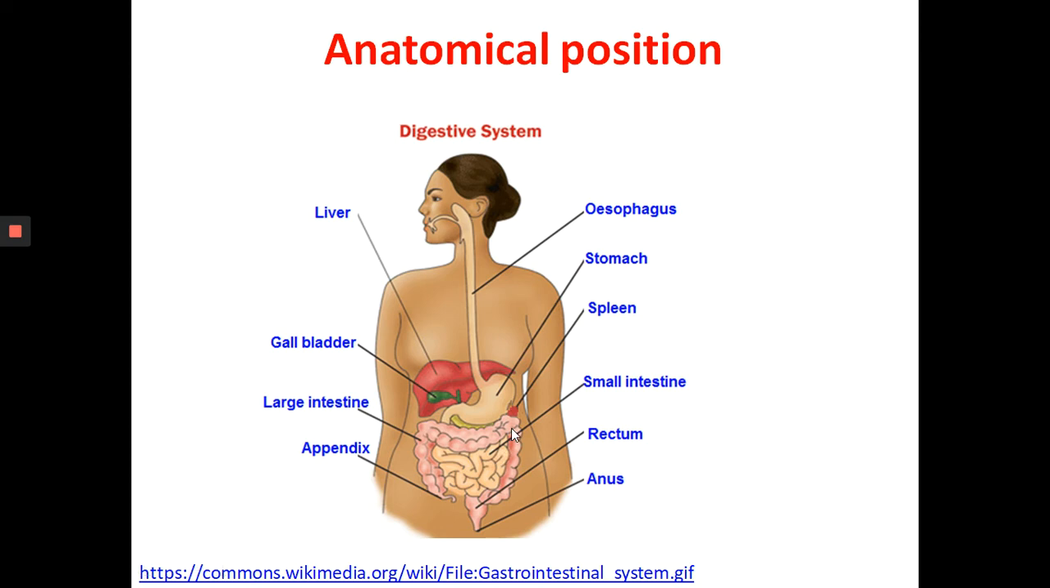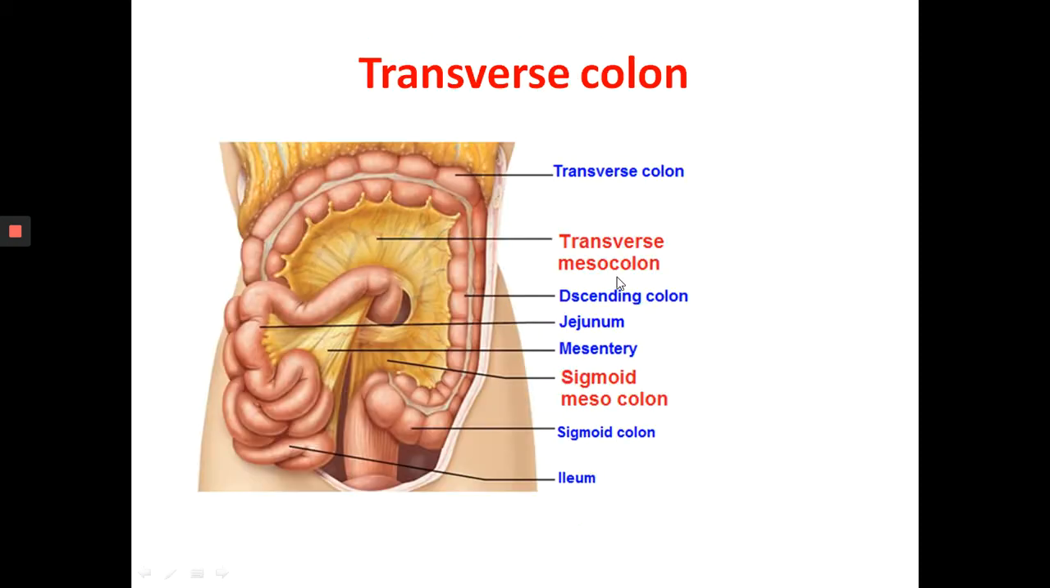The transverse mesocolon is a broad section of the peritoneum that binds the transverse section of the large intestine to the abdominal wall.